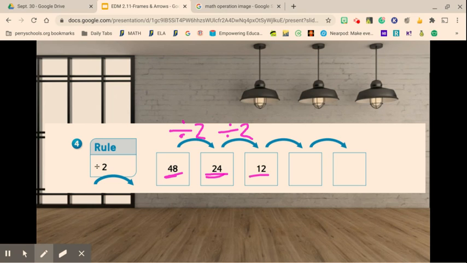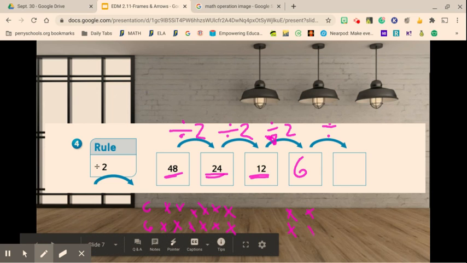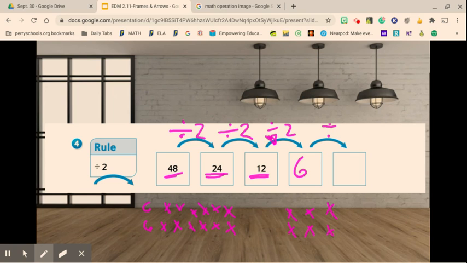is 12. 12 divided by 2, so I can think about 12 and putting them into 2 groups. 1, 2, 3, 4, 5, 6, 7, 8, 9, 10, 11, 12. So there are 6 in this group, 6 in this group. So 12 divided by 2 is 6. And then 6 divided by 2, 1, 2, 3, 4, 5, 6. There's 3 in each group. So 6 divided by 2 is 3.